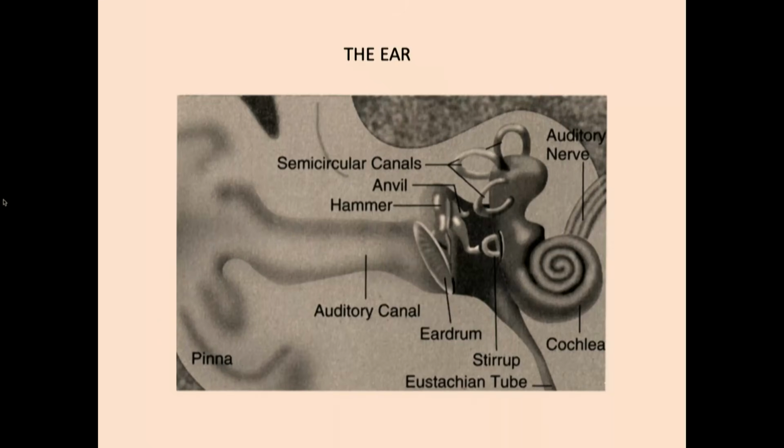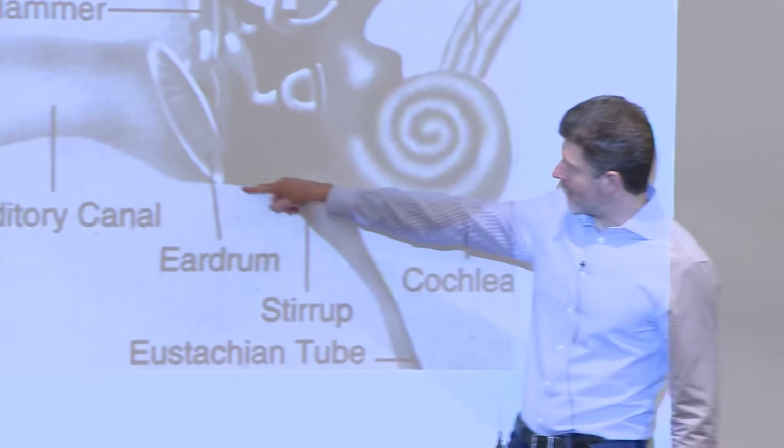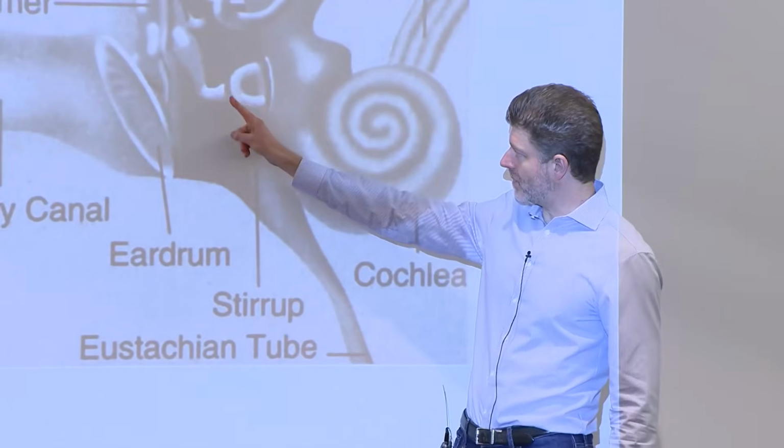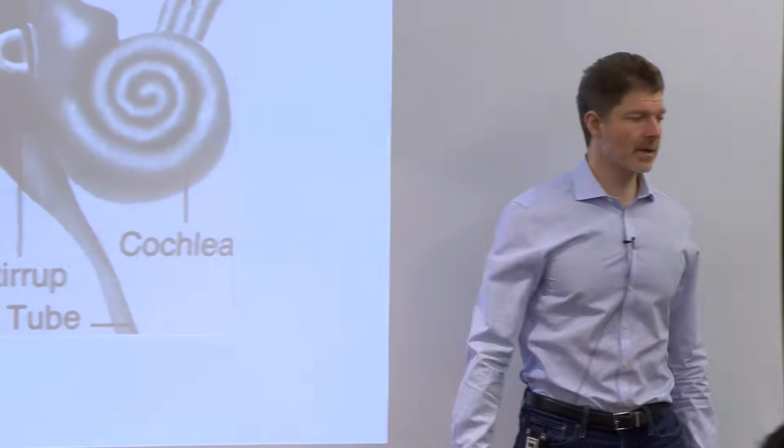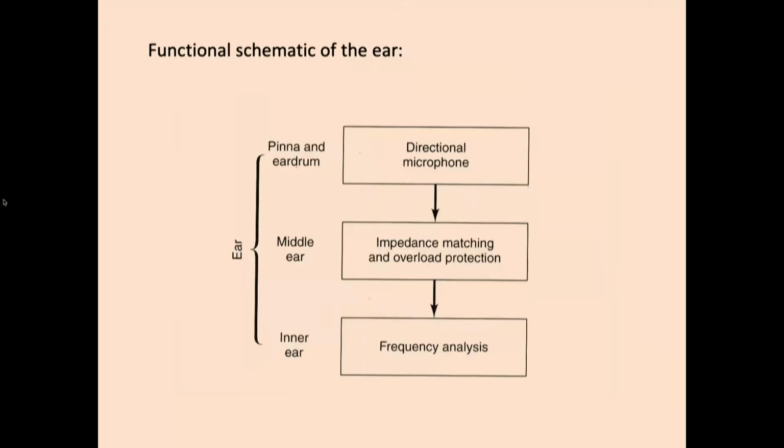Remember, sound enters here, travels down the ear canal, causes the eardrum to vibrate back and forth. Those vibrations are transmitted via the ossicles through to the cochlea, which is the organ that does the sensory transduction for hearing. Okay? And so remember, we think of the ear as kind of having these three main functional components.